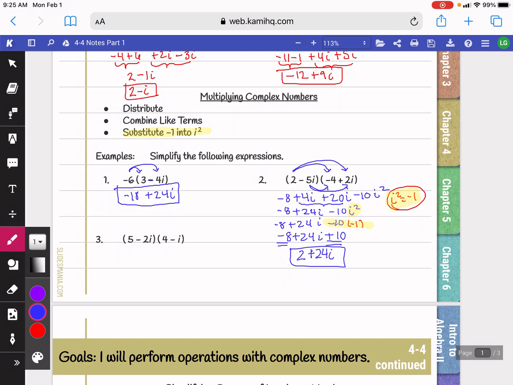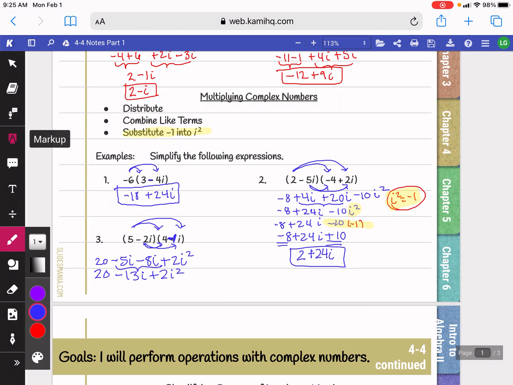We're going to do one more like this, and remember, once we see i squared, we can plug in negative 1. So I'm going to do 5 times 4, which is 20. Then 5 times negative i, I'm going to put imaginary 1. So 5 times negative 1i would be negative 5i. Negative 2i times 4 is negative 8i. And negative 2i times negative 1i is going to be positive 2i squared, because i times i is i squared. So if I combine like terms, negative 5i and negative 8i will become negative 13i.